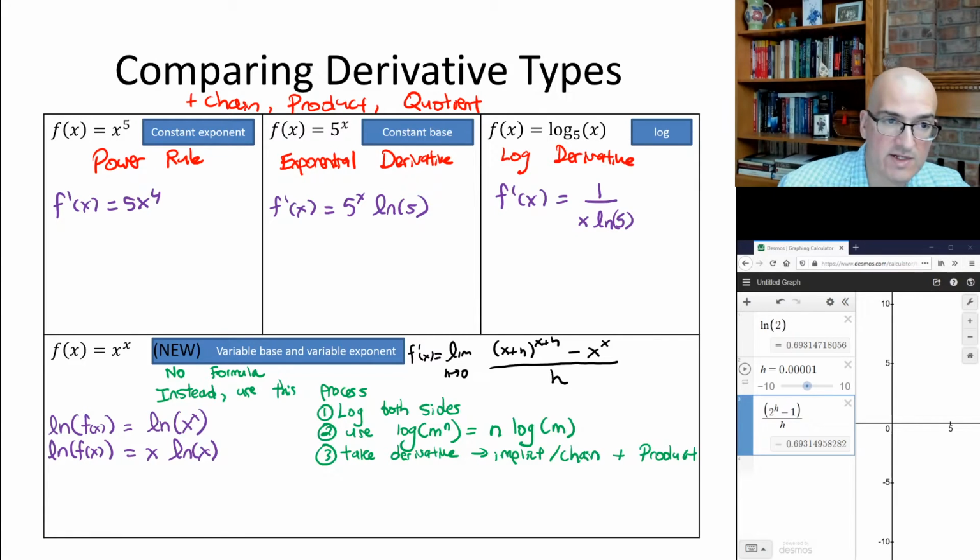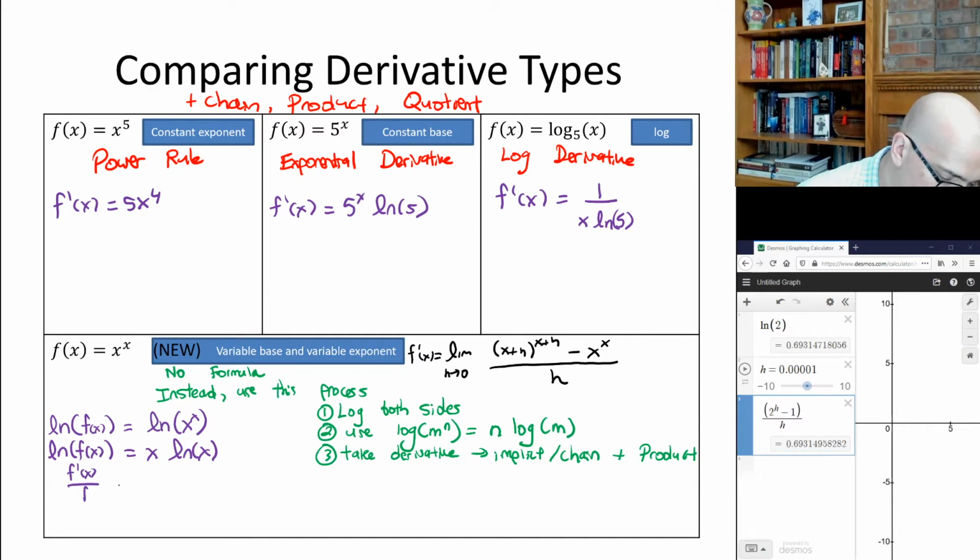So I'm going to do that now. I'm going to take the derivative. On the left-hand side, I have ln of w. So I take the derivative of w prime over w, or in this case, f prime over f. On the right-hand side, I have ab prime plus ba prime. So a is x, b prime, the derivative of ln of x is 1 over x, plus ba prime, ln of x multiplied by 1.